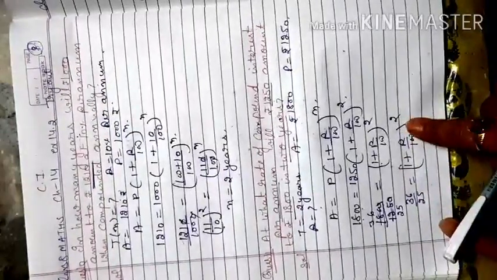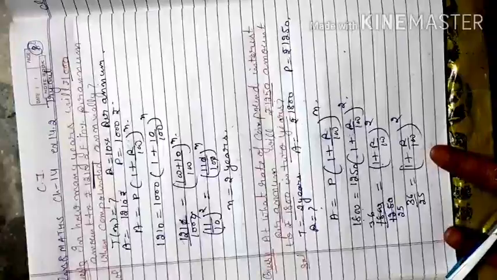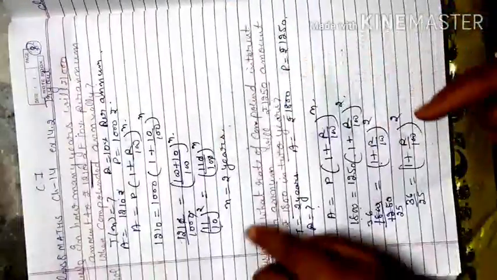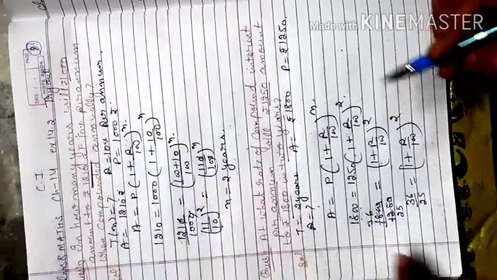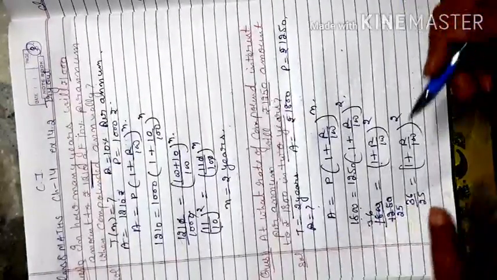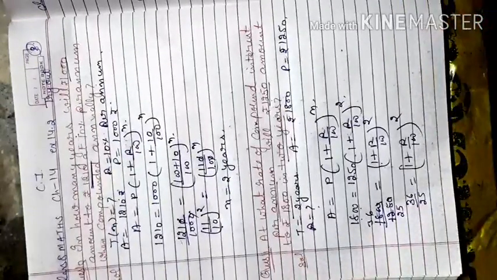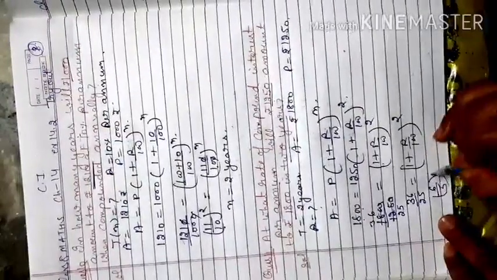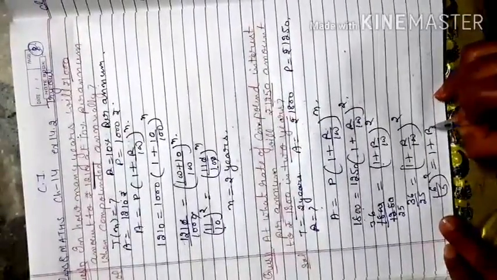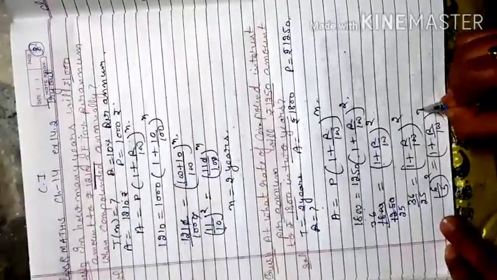So if power is same, we ignore the power and just equalize the base. Here like in same, if base is same, we equalize the power. We do similarly the same thing: if power is equal, then we can equalize the base and ignore the power. So that is (6/5)^2 = (1 + r/100)^2.